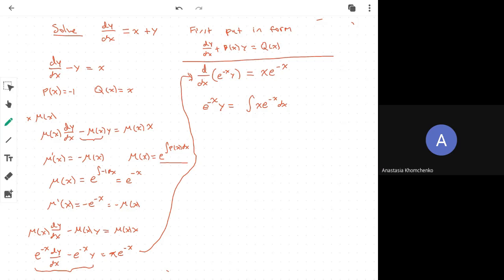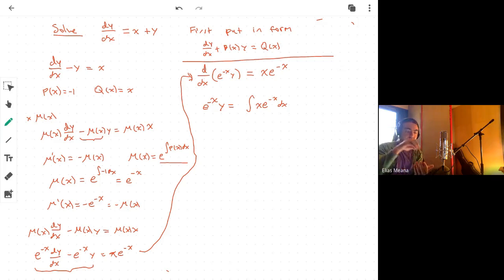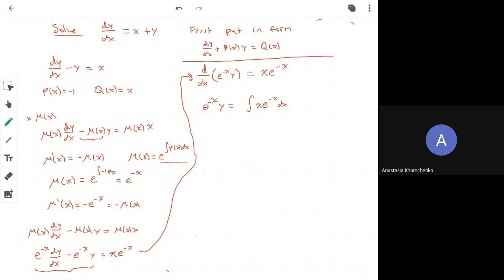Could you repeat what you just said, about that's always true? Yes. If you can find mu of x equals e to the power of the integral of p of x, if you can solve that integral, if you can find a mu that way, right? If that mu exists, which it will for all of our problems, then the left-hand side of your equation will always become product rule. It will always be the derivative of mu of x times y. Oh, okay.